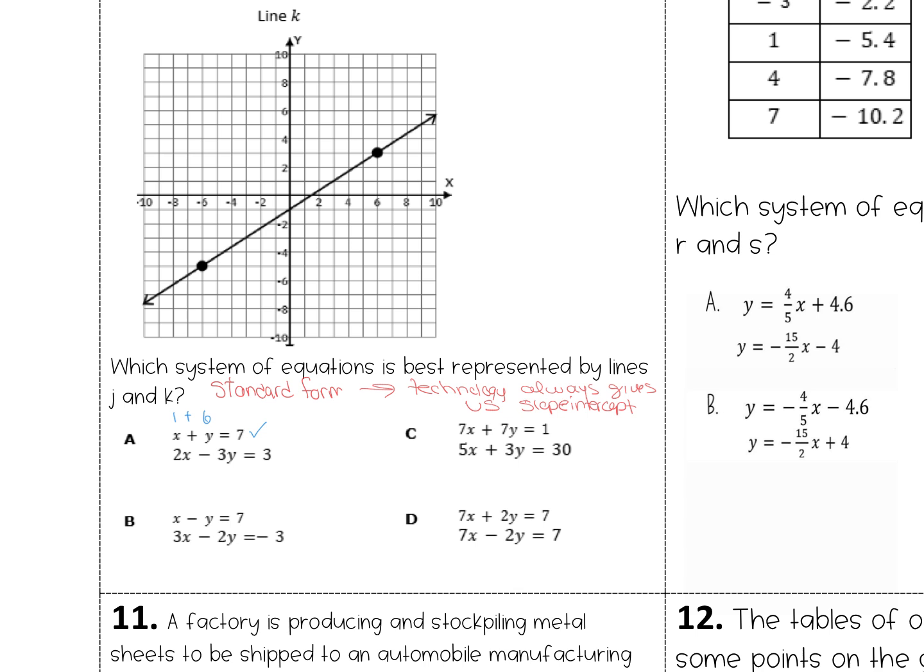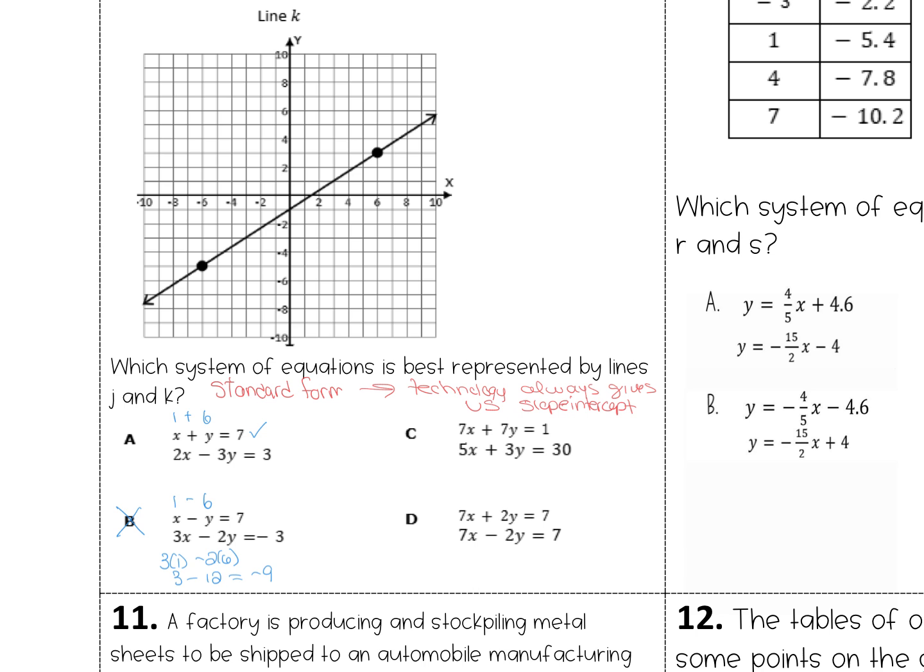So if I go down here, if I do 1 minus 6, that doesn't work. If I try the bottom one, 3 times 1 minus 2 times 6, this is going to be 3 minus 12. 3 minus 12 is negative 9. So (1, 6) does not work here at all.